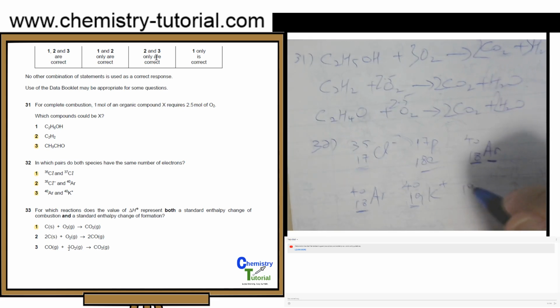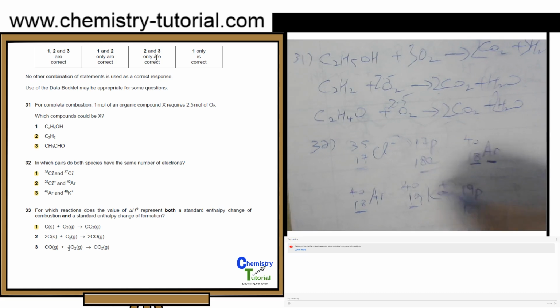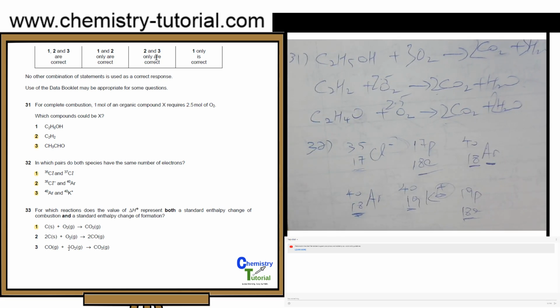That means it actually has 19 protons but 18 electrons, because now 1 electron is lost, so that it carries a +1 charge. So 18 electrons, 18 electrons. Hence, 1, 2, 3 are correct.